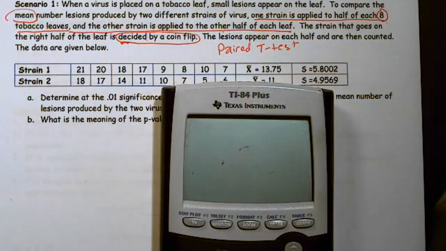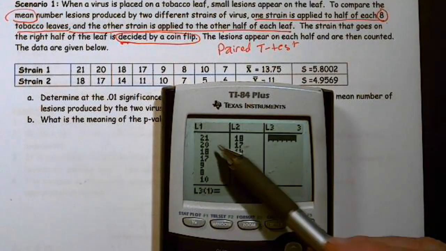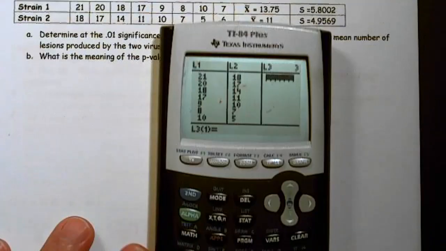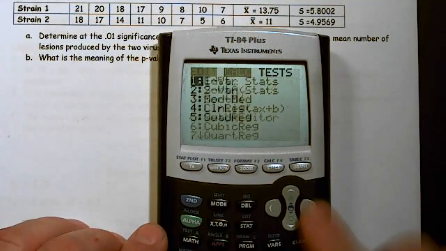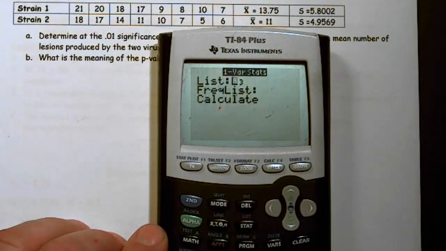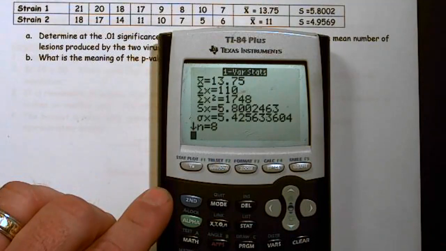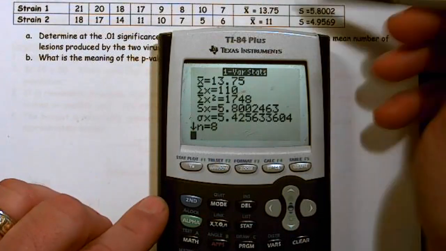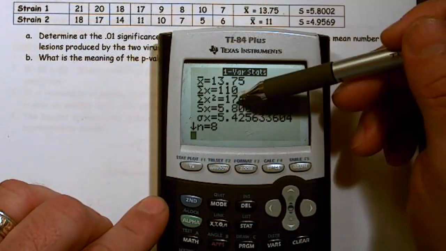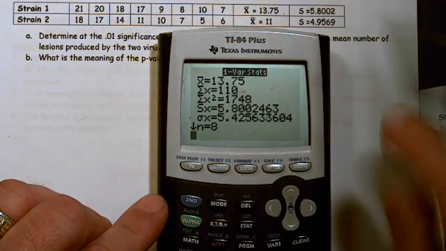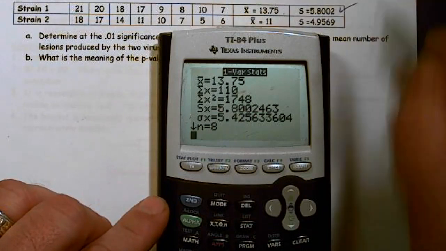So at this point, we're going to go to our calculator. We'll go to stat edit, and we'll enter all the data. Now I'm going to do a real quick check here. I'm going to go stat calc, one variable statistics, and I'm going to go to list L1. And I'm going to say, oh yeah, 13.75. I entered that data correctly. My standard deviation matches 5.8. All right, so that matches. So I've entered that data correctly.